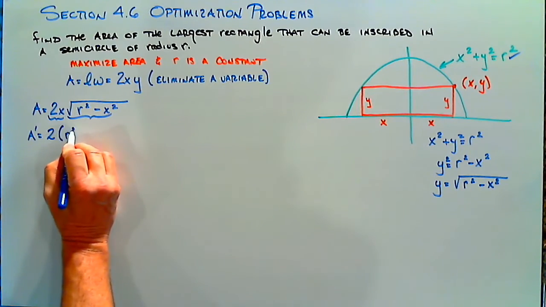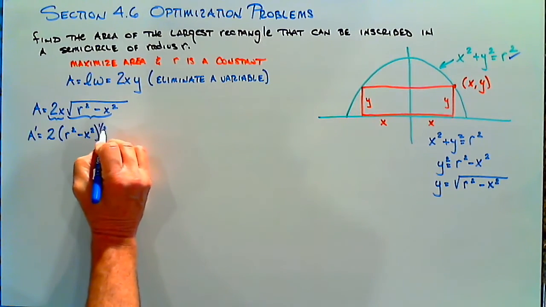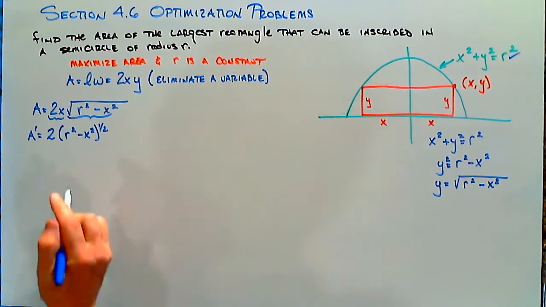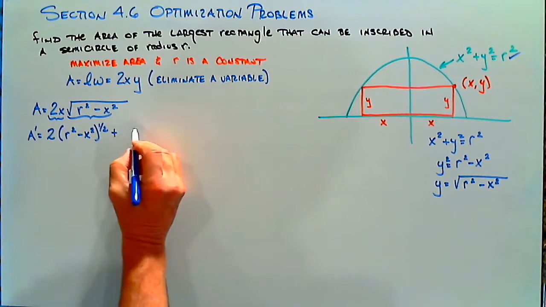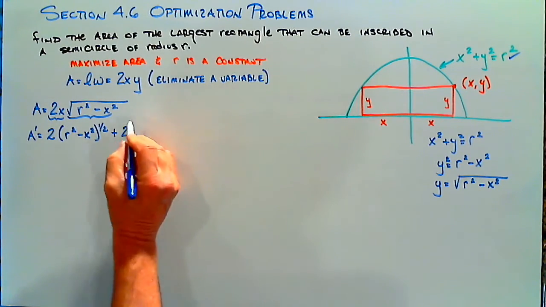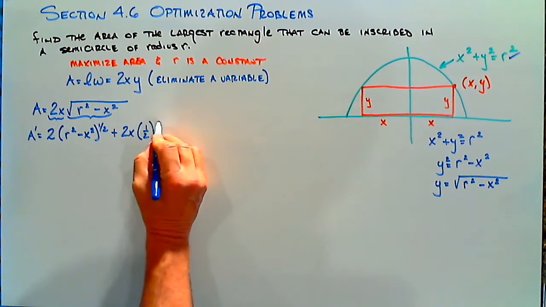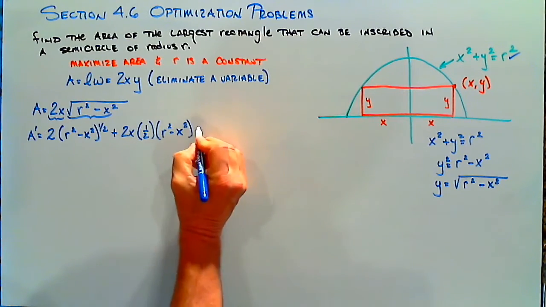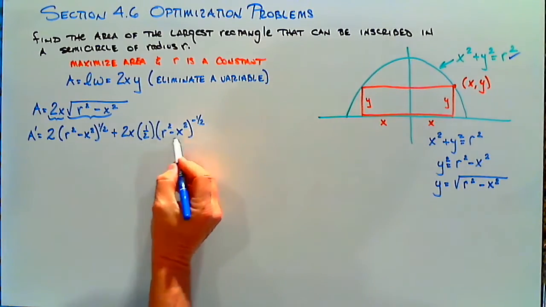Now, because we're going to end up having to factor this, I'm going to go ahead and write that as r squared minus x squared to the 1/2. So derivative of the first term, 2, times the second, plus first term, 2x, times the derivative of the second. And that's going to be 1/2 r squared minus x squared to the minus 1/2, times the derivative of what's inside.